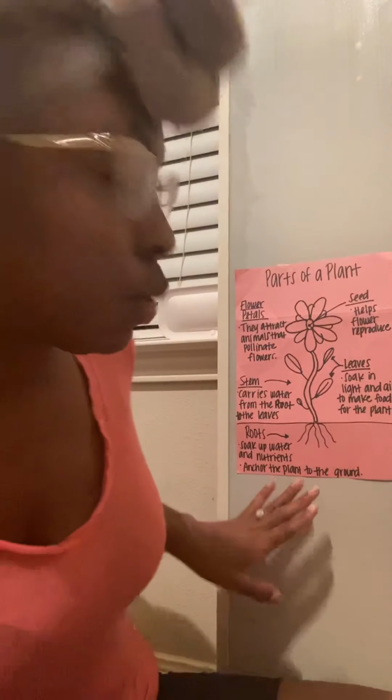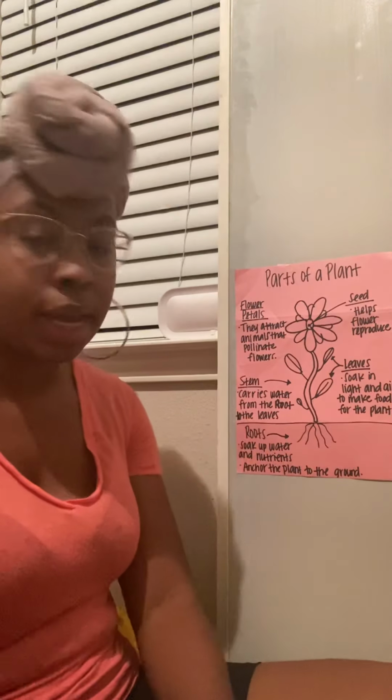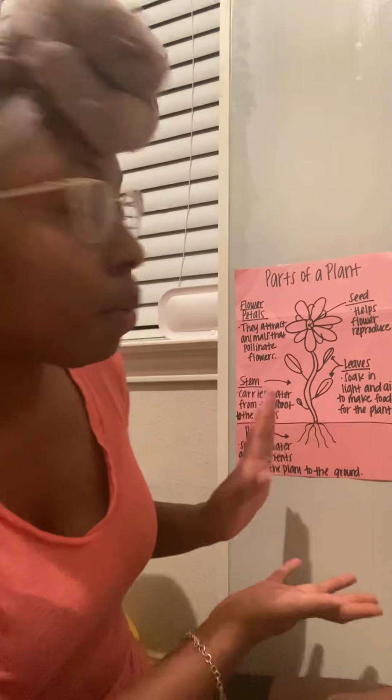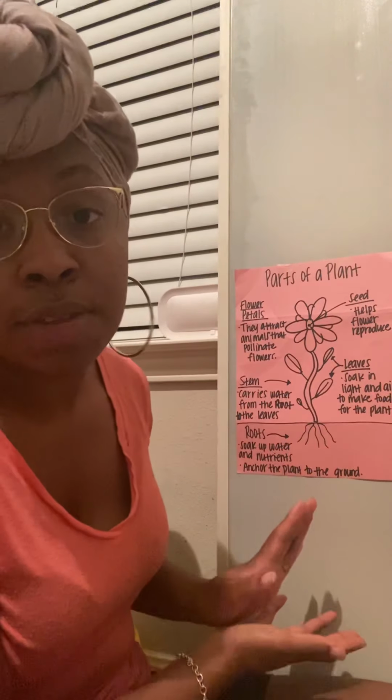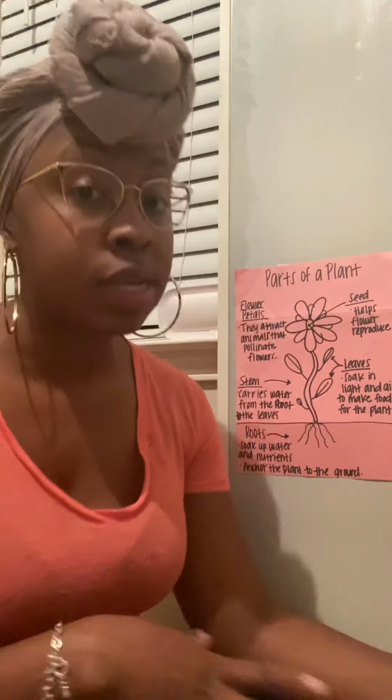And last but not least, we have the roots. The roots soak up water and nutrients, and they anchor the plant to the ground. So these are the parts of a plant that we need to successfully have a plant grow. Okay? Yesterday, we also talked about the life cycle of a plant.